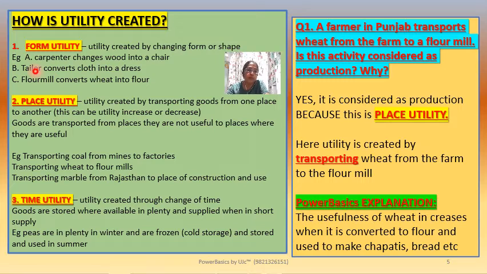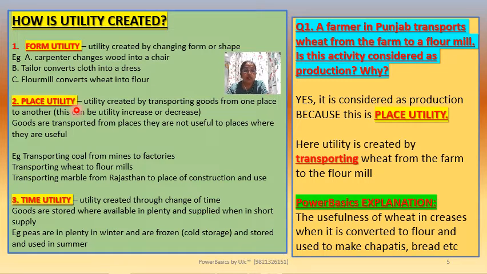A carpenter changes wood into a chair. A tailor converts cloth into a dress. A flour mill converts wheat into flour. So in the case of a chair, the shape of wood is changed into a chair. A tailor changes cloth into a dress, its shape is changing. A flour mill converts wheat into flour. Flour is atta with which we make rotis. So the shape of that wheat grain is changed into flour. This is called shape or form utility.